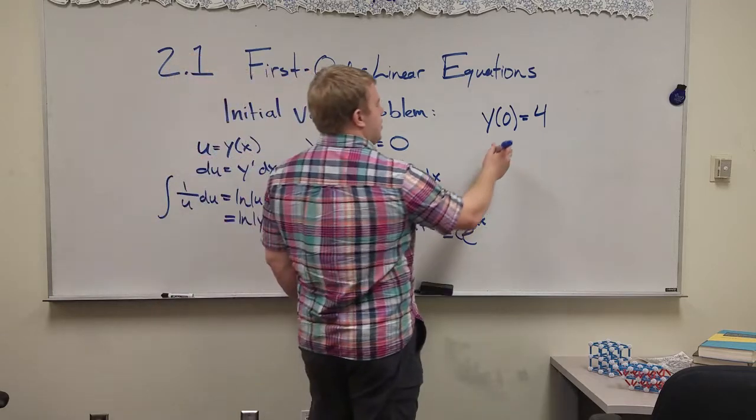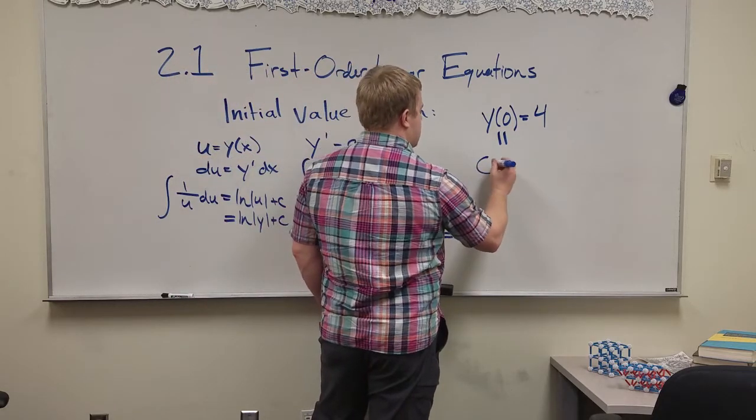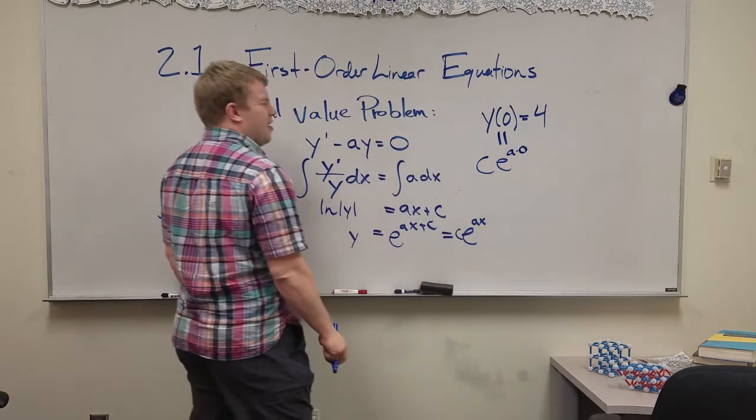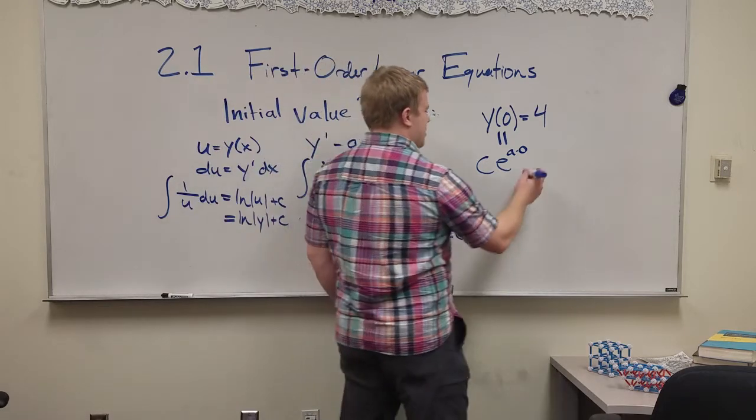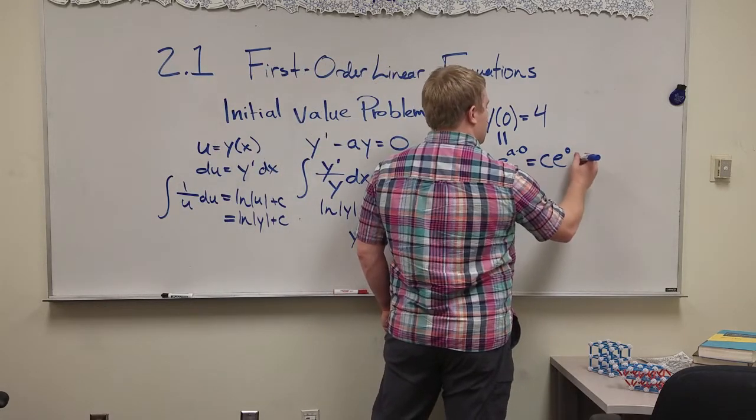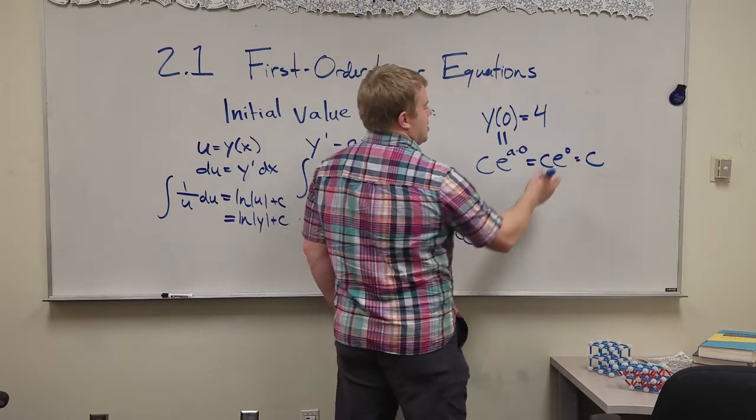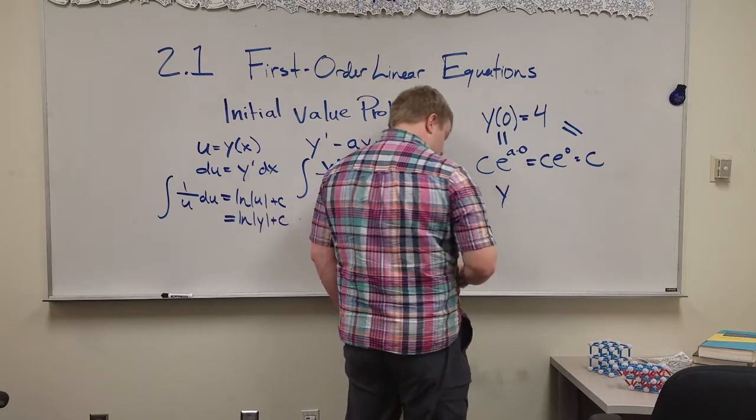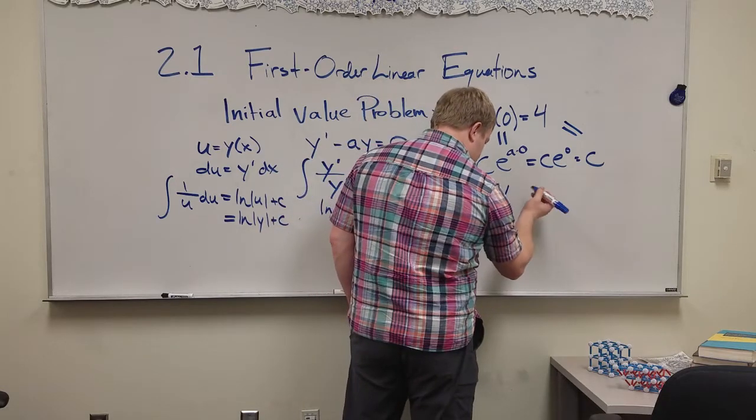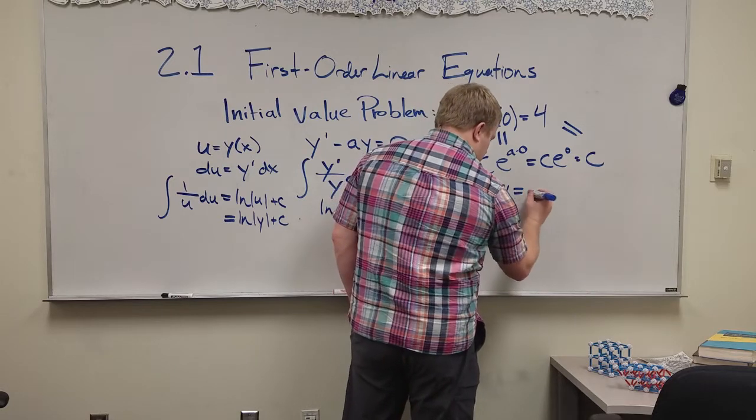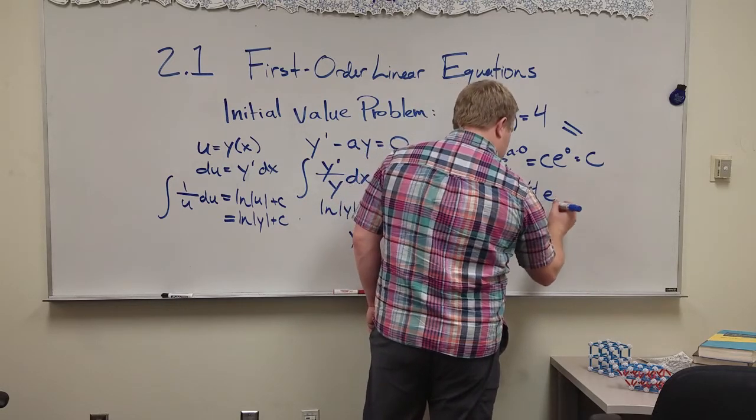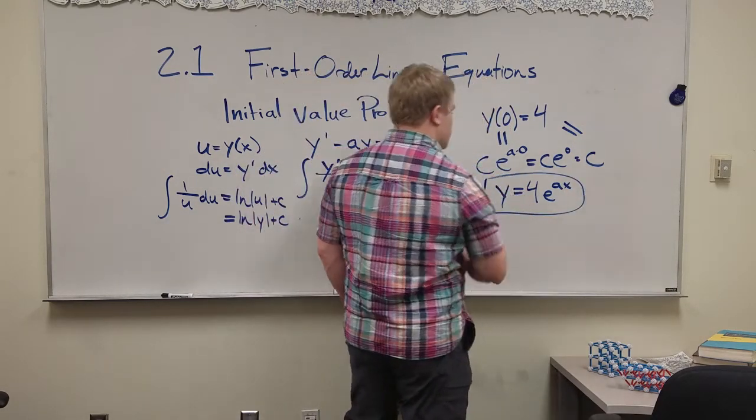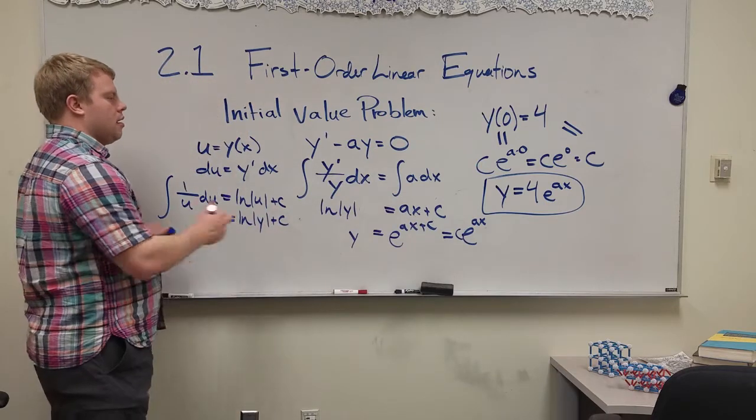Okay? Well, y of 0 equals c times e to the a times 0, which is c times e to the 0, which equals c. So that means that c has to equal 4. And finally, the solution to my initial value problem is y equals 4e to the ax. Boom. Done.